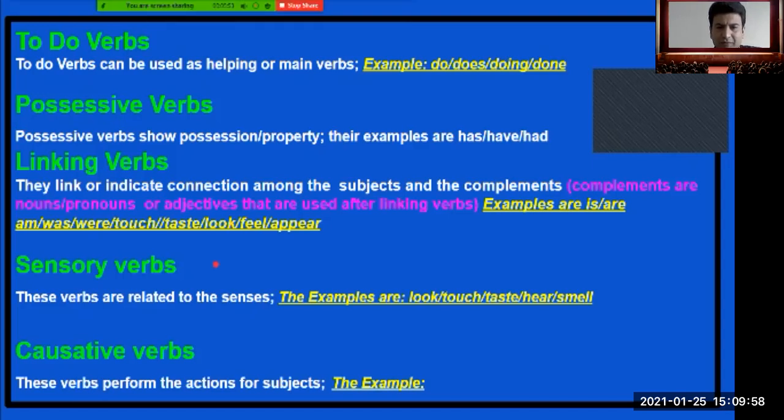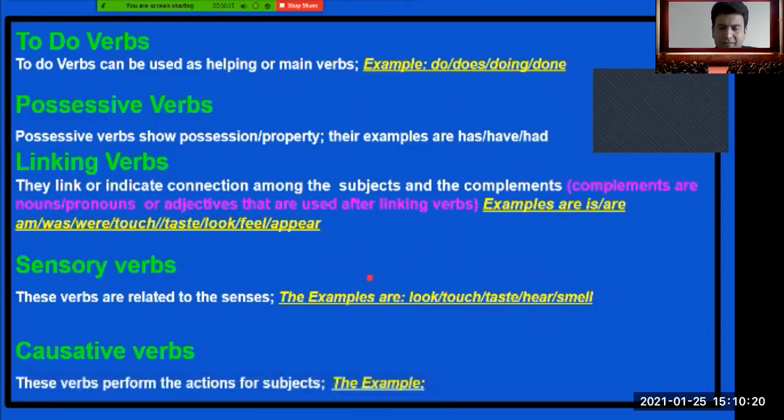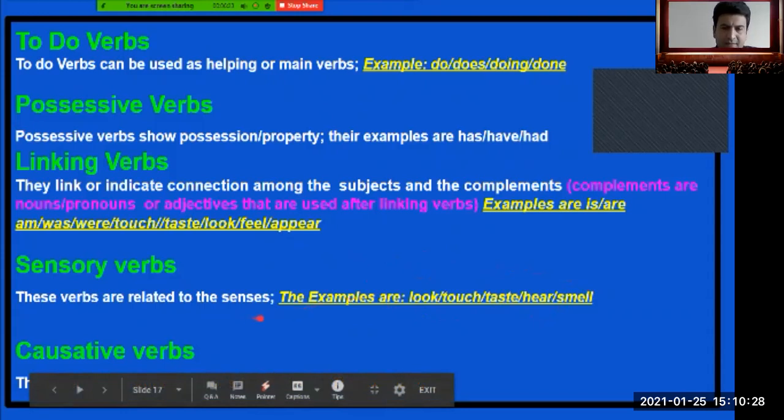The next one is sensory words. Sensory words are also a part of linking words. It is because it comes from senses, as we just mentioned up, look, touch, taste, hear, smell. They are all related to five different senses. So that's why we call them sensory words. And you can also include feel as well in it. And similarly, as we mentioned before, you can use adjective in place of adverb with sensory words.